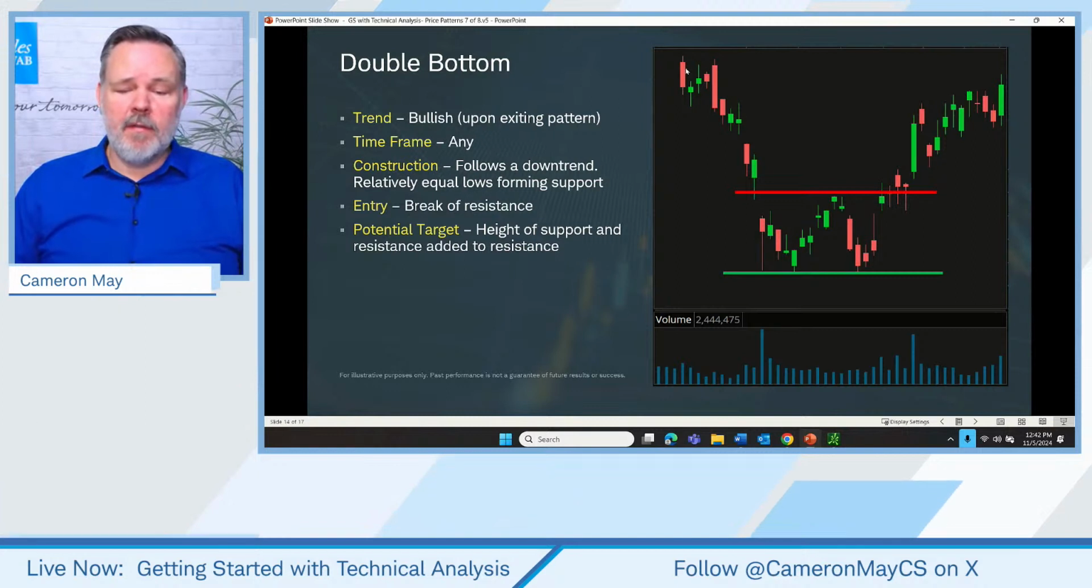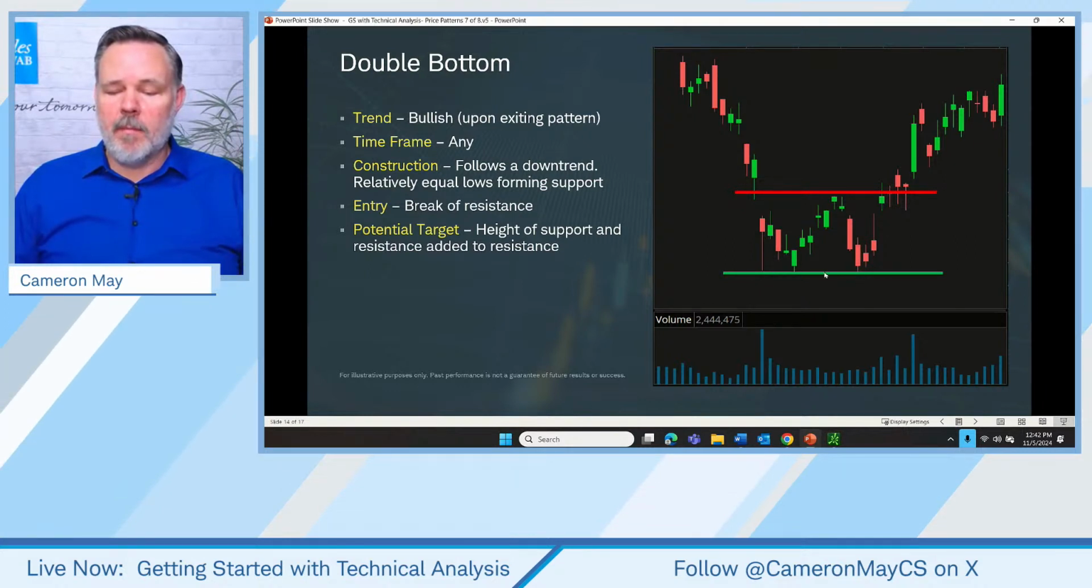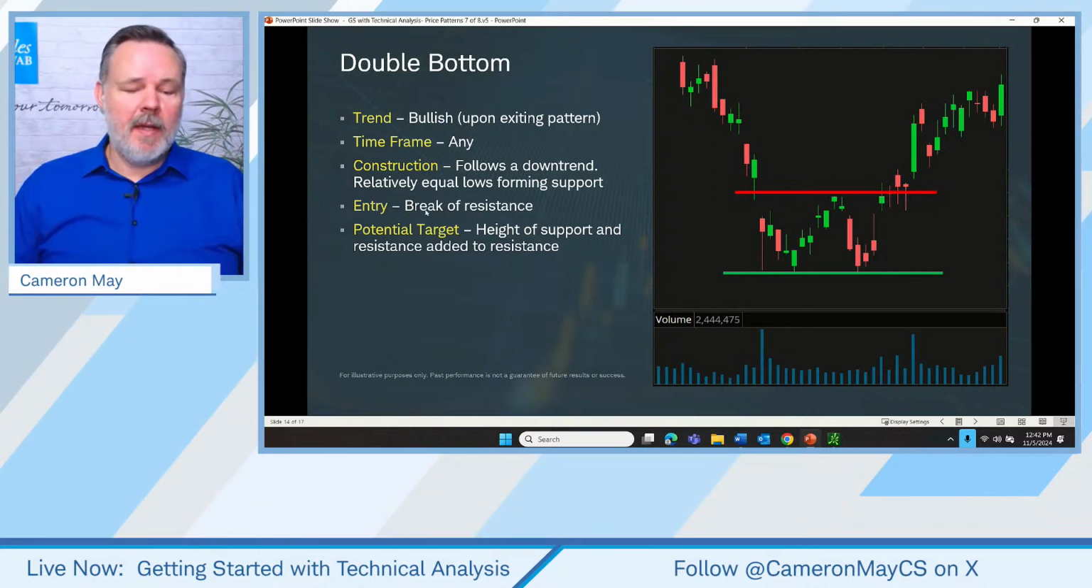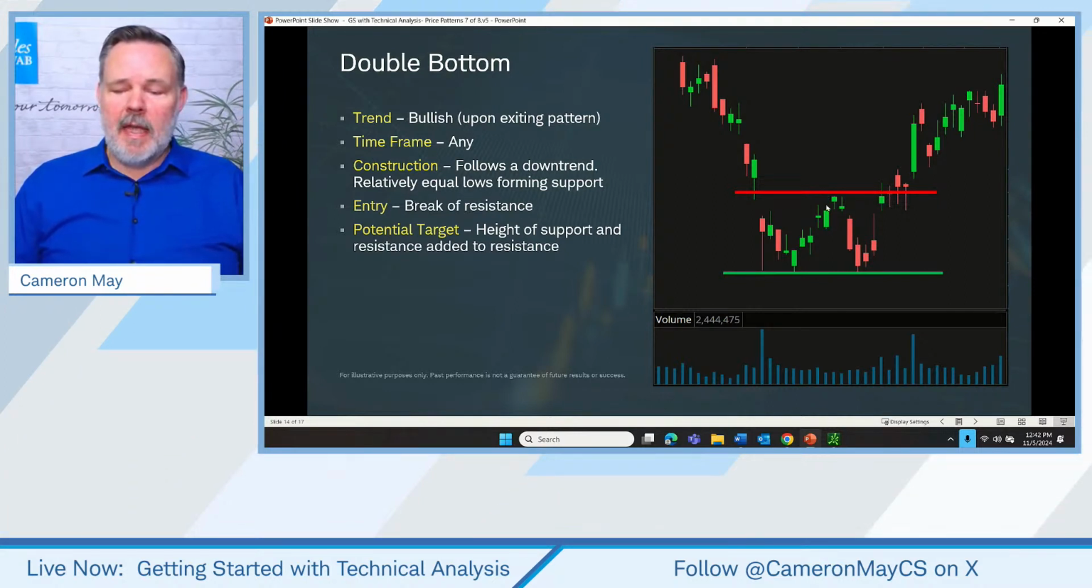The construction is it follows a downtrend, but where in this case we see relatively equal lows forming a support level, 2 points, separated by a high in between them. So the trader might look at these two lows, and if price can get back above that high, that becomes the signal, that break of resistance, with a plan to maybe take profits if the price moves an equal distance to the depth of the pattern.